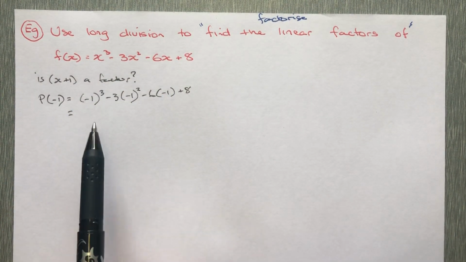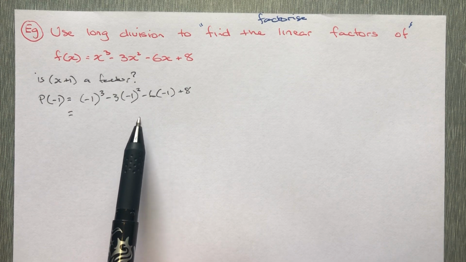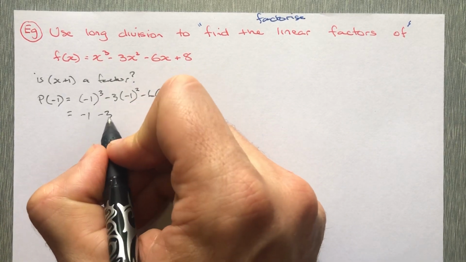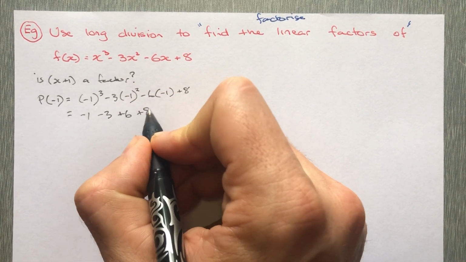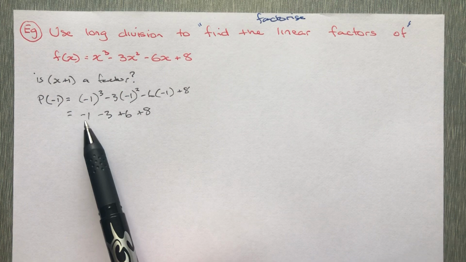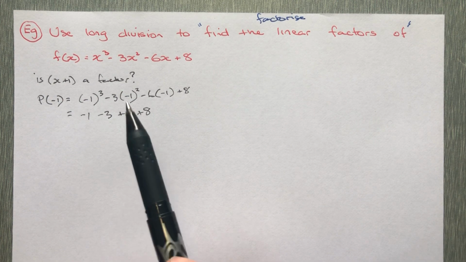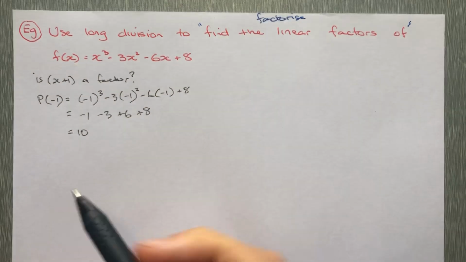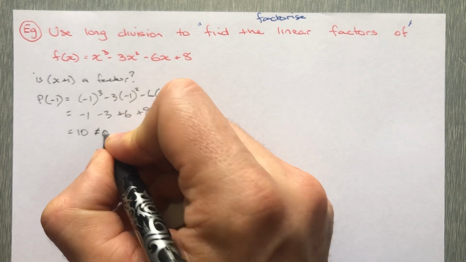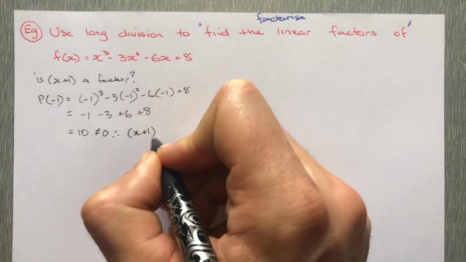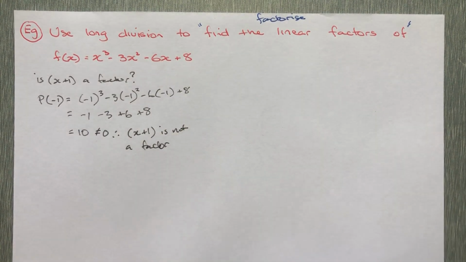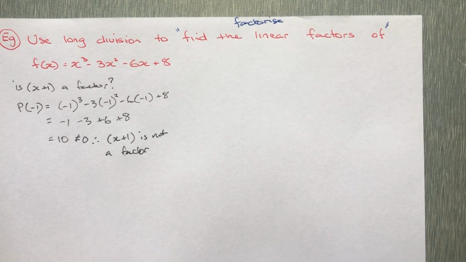Now sometimes you're going to already be able to see whether it's going to be a factor or not. So this will end up being... we can already see that this is going to end up being a positive number. Okay, so we've got minus 4 here. If you add 6, that's 2. If you add 8, that's 10. So the remainder would be 10, therefore it's not a factor. So we could say that doesn't equal 0, therefore x plus 1 is not a factor. Alright, so that trial didn't work. We need to try again.